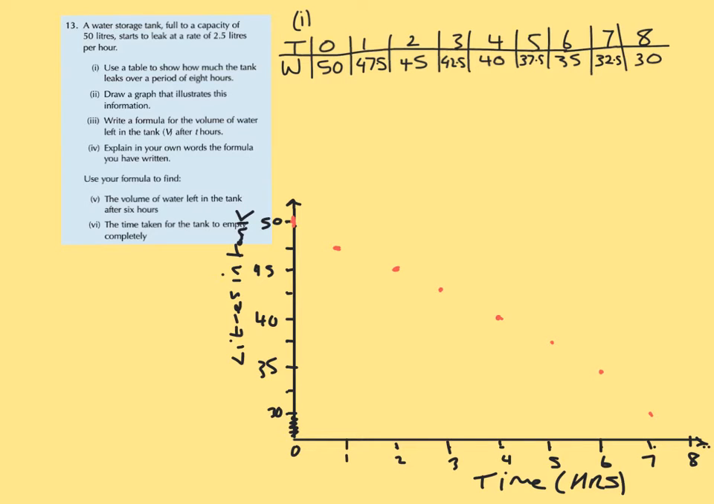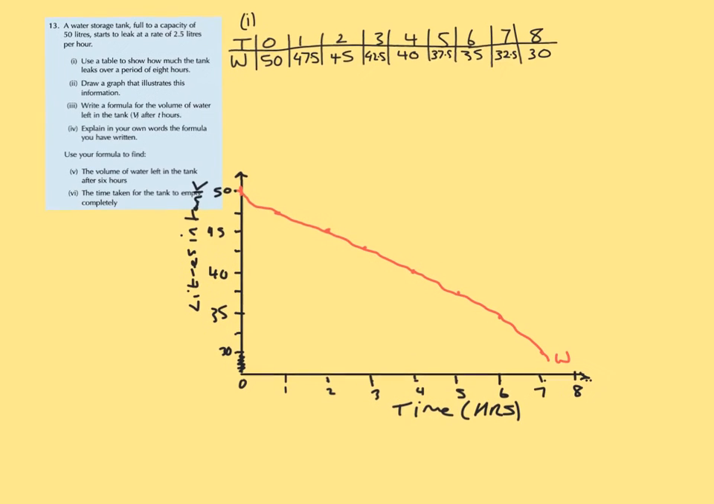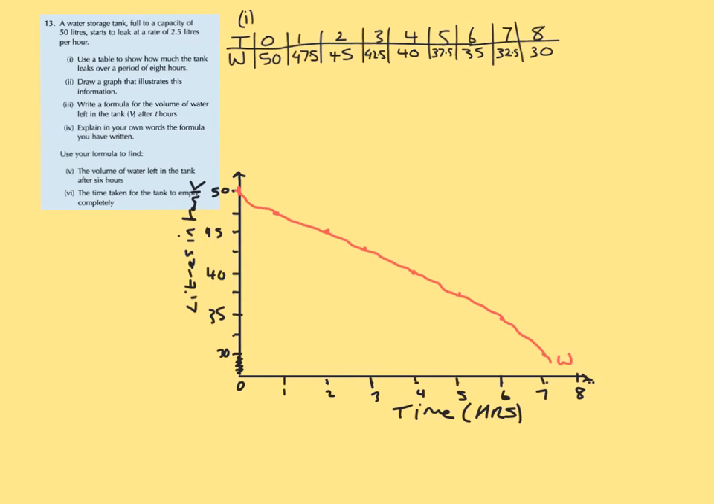Okay, so I might be a little bit off there, but that's okay. Obviously you'd use a ruler. I'm just going to quickly draw it. Okay, and I'm going to put that as W. That's my graph there. I'm just going to make it a little bit smaller so I can finish off the rest of the question. So that's my graph.